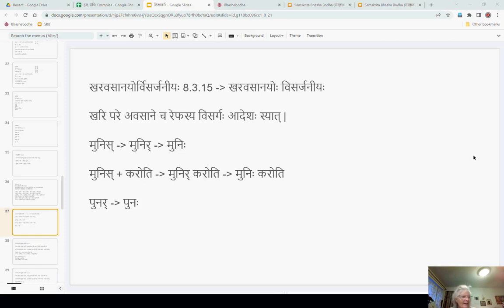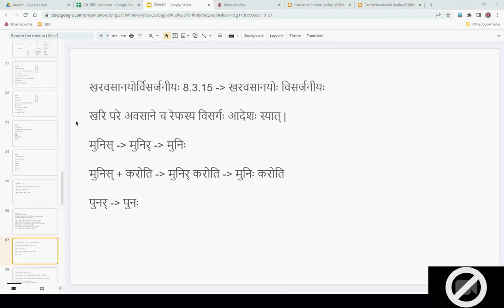Yeah. But just keep in mind that this sutra, Kharavasana Yosajina, says that after the ra, either it should be at the end. If it is at the end of a sentence, nothing follows, then no problem. Always the visarga will be replacing ra. So munihi, for example, even ramaha. So all this is fine.